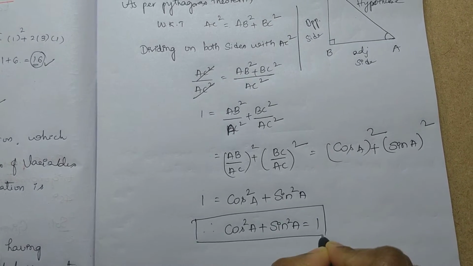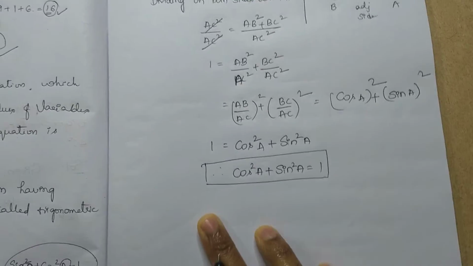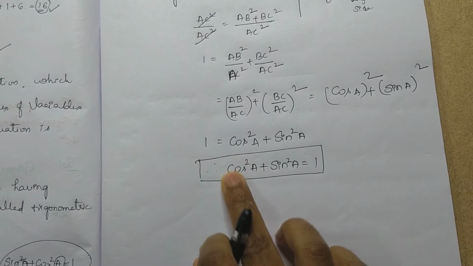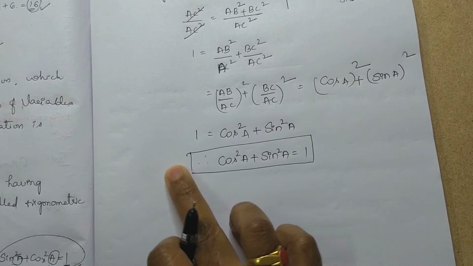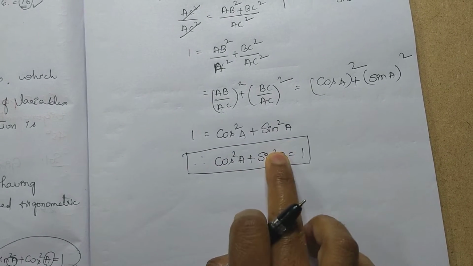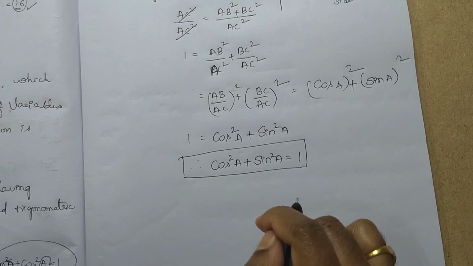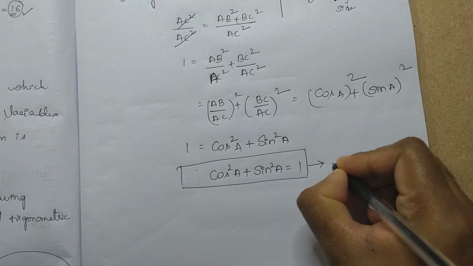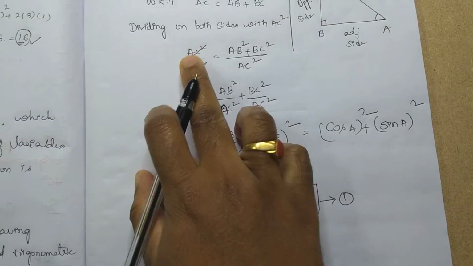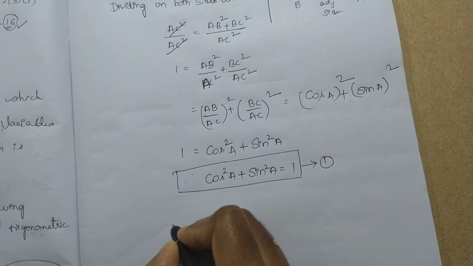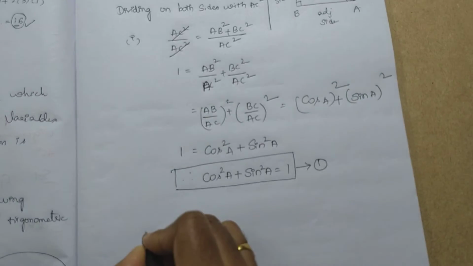This is the trigonometric identity which we got, in which this equation has trigonometric ratios of one angle, which is A, and this remains true for all values of angle A. Clear? So that is the first identity which we obtained. Put this as equation 1. Now the same thing, what will we do here? This is the first case, case 1, you write it. Now case 2, what will I do?